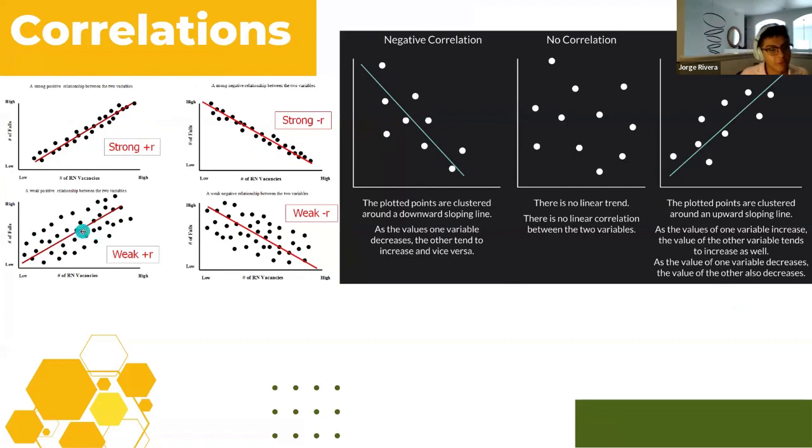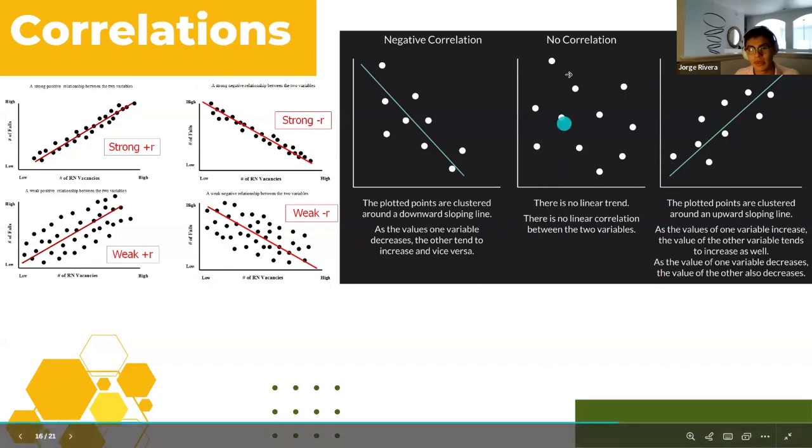They're further away from the line. Right, these are further away from the line, and this one has a positive correlation. This one has a negative correlation. So this one's pointing down.